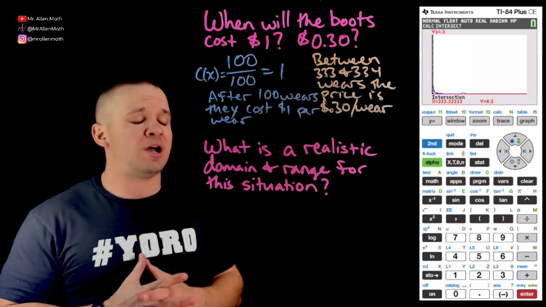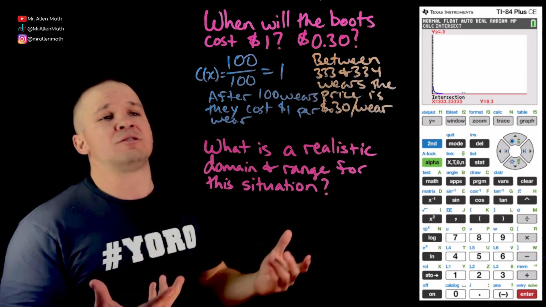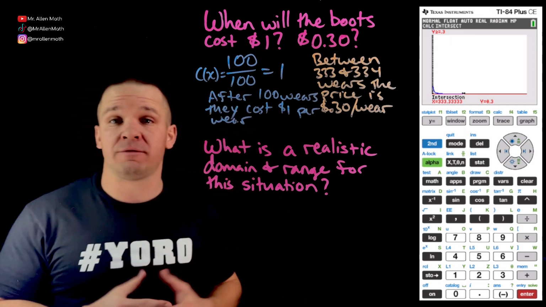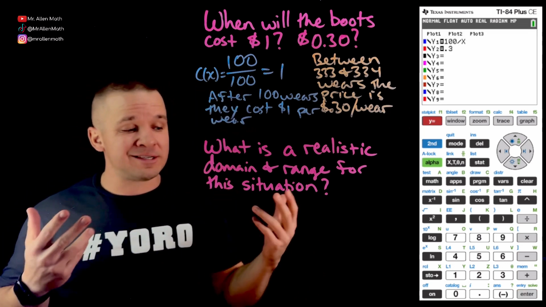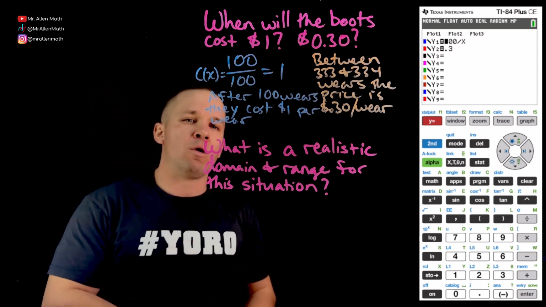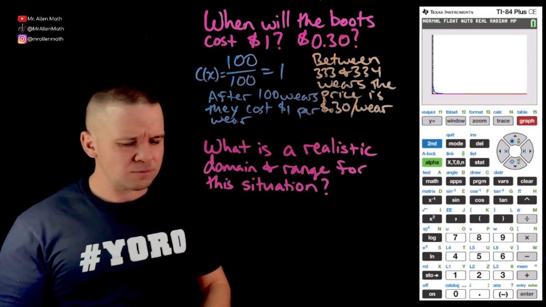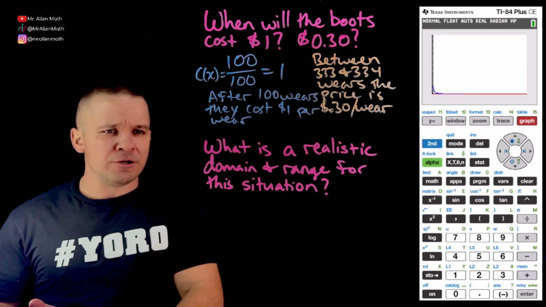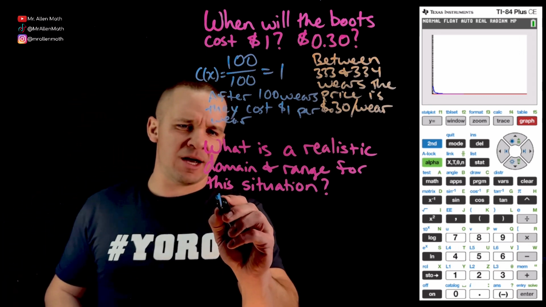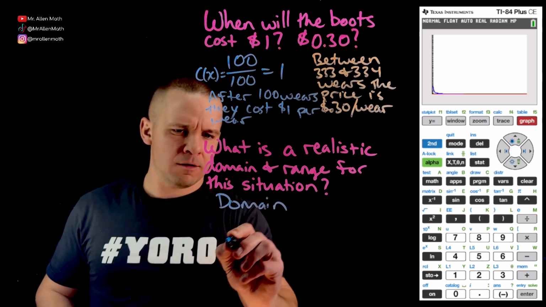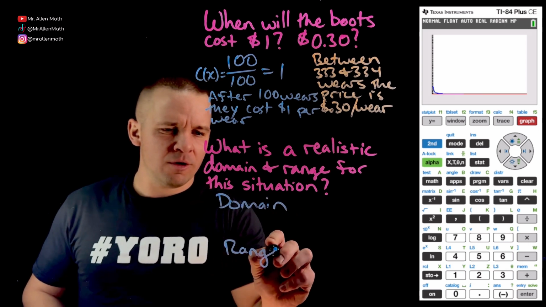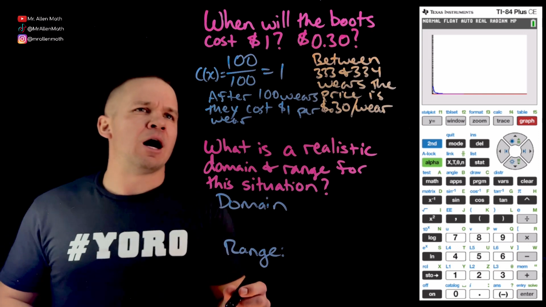We might give you other situations with rational functions where you have to solve and figure out a particular value. Okay, so the intersection tool with a second line is great. Now, what about this? What is a realistic domain and range for this situation? So, well, my range, let's see here, domain, range. We kind of already talked about the range, right?